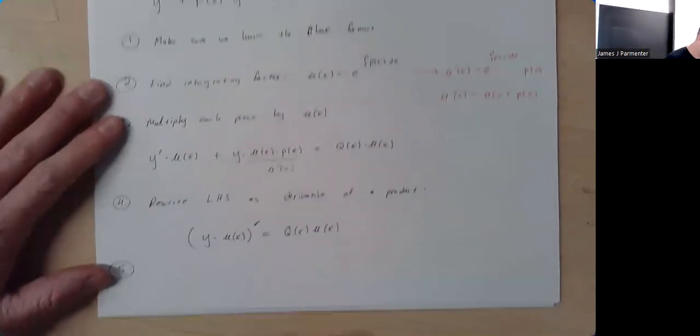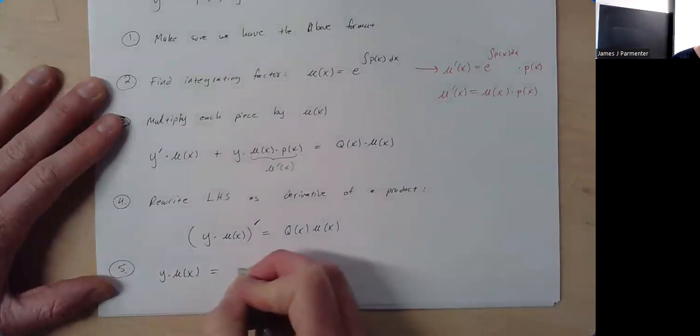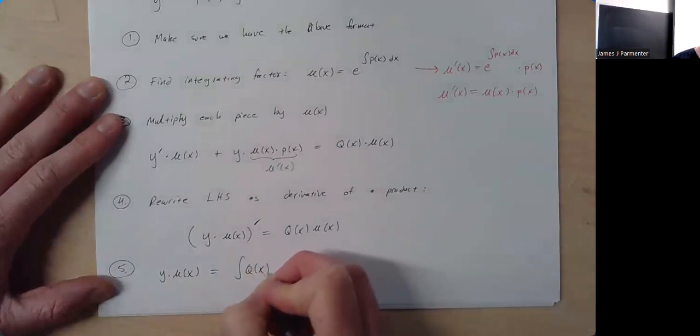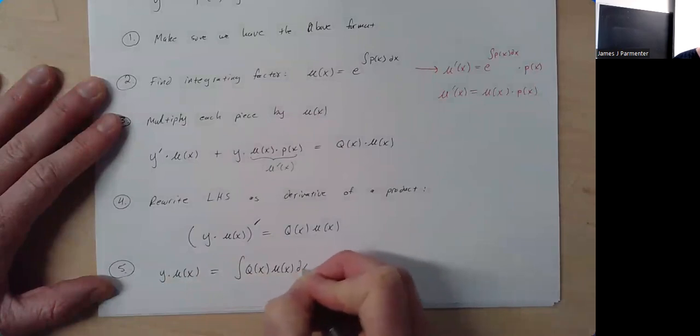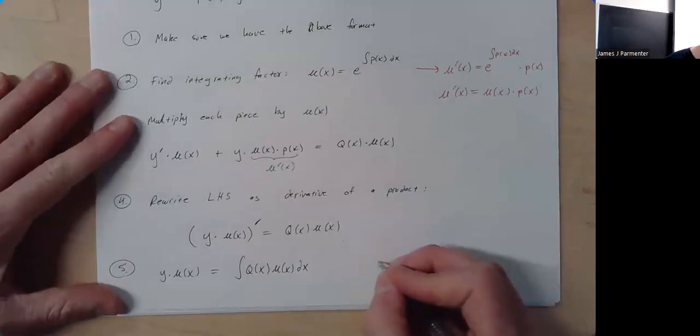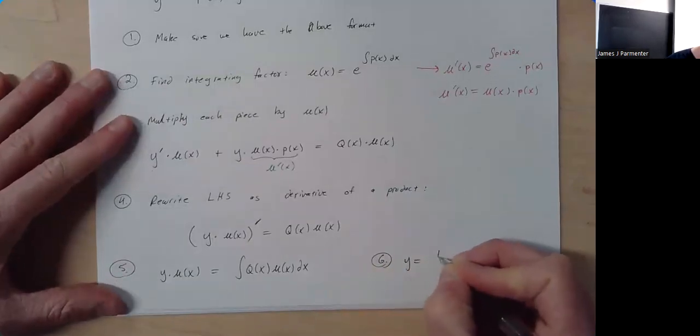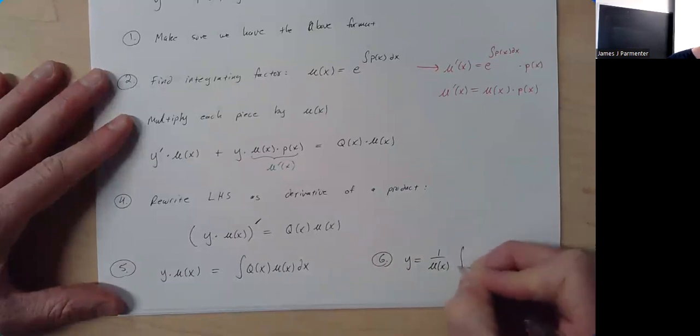anti-differentiate both sides. So y times the integrating factor is equal to the antiderivative of q of x times mu of x. Now, there's a lot in this step because you actually have to do the integral of q of x times mu of x. And typically, it can be difficult or not. It really depends. And then lastly, you're going to solve for y by saying that y is equal to your integral over there divided by your integrating factor mu of x.